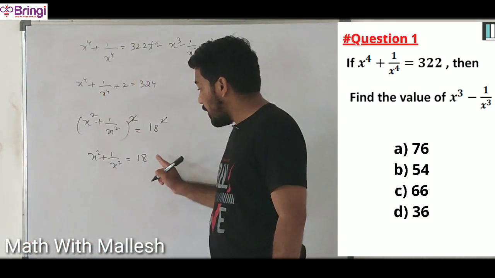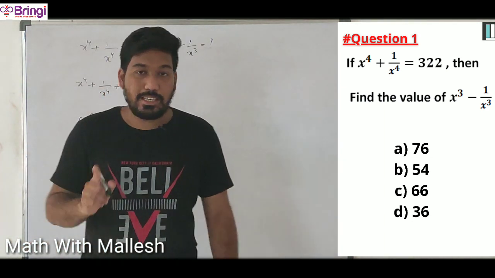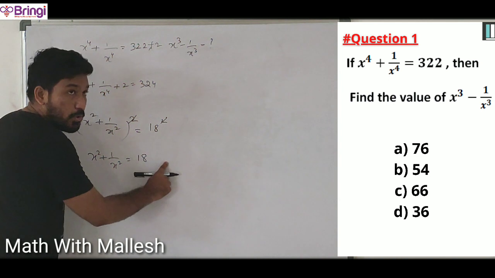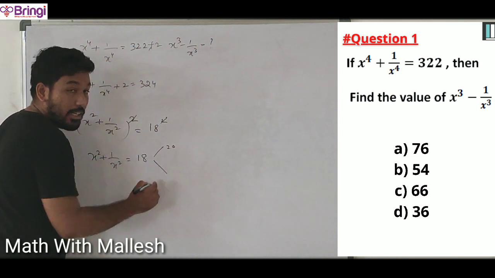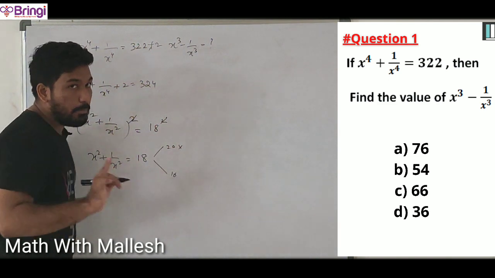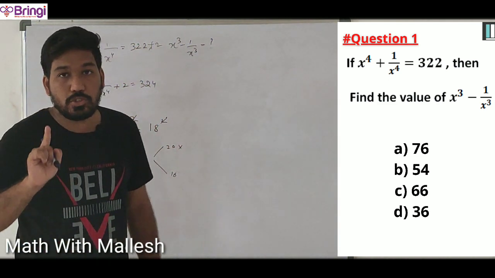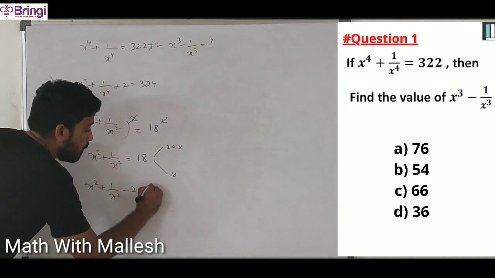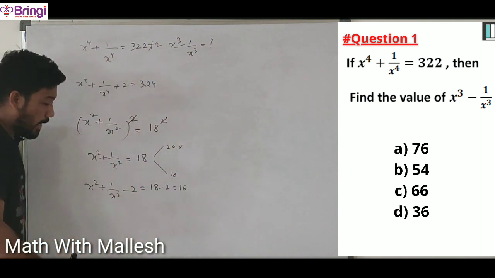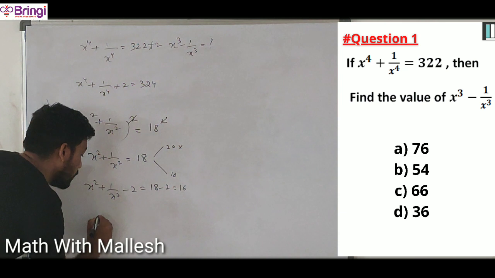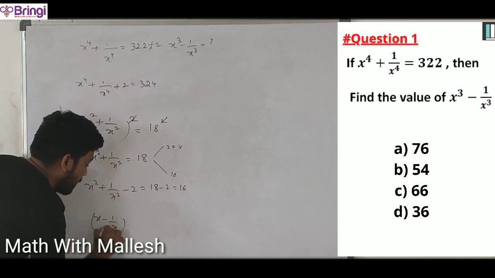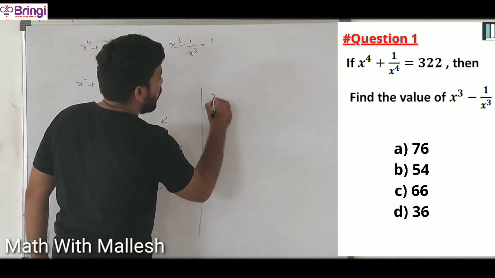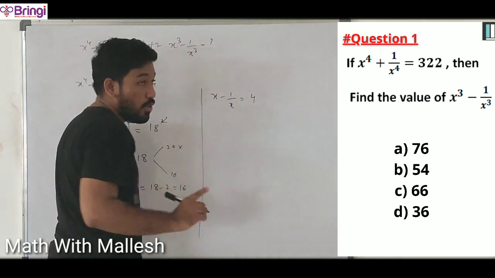Again the student needs to understand whether he needs to add 2 or subtract 2. Definitely most of the students are suggesting we need to subtract 2, because if you add 2 you are going to get 20, and if you subtract 2 you are going to get 16, and 20 is not a perfect square while 16 is a perfect square. So I suggest you subtract 2 on both sides. Okay, now it's going to be 16, and x square plus 1 by x square minus 2 is going to be (x minus 1 by x) whole square is equal to 4 square, the squares get cancelled. So finally you got x minus 1 by x is equal to 4.